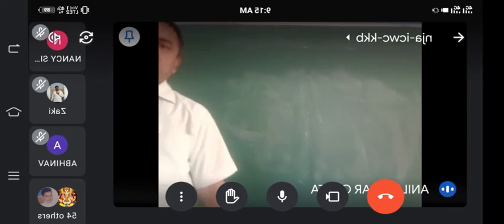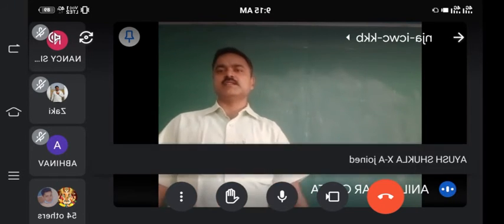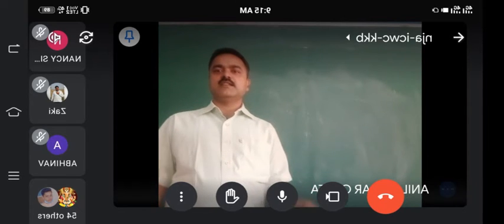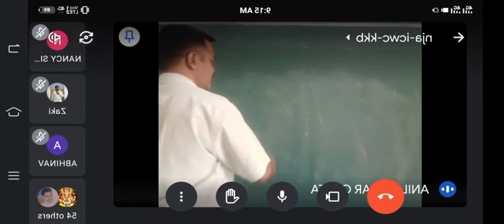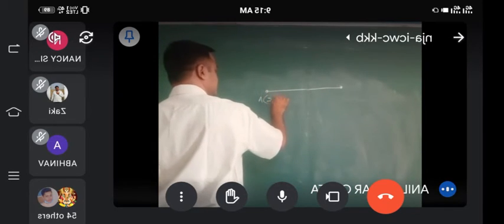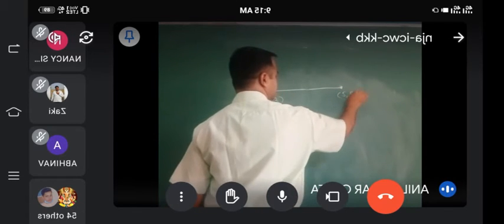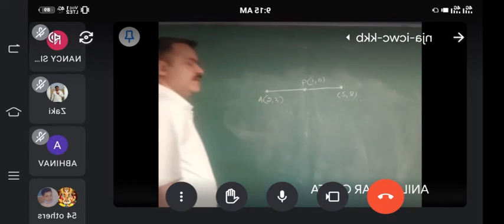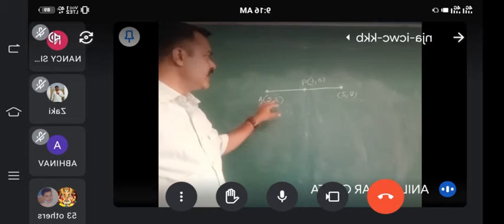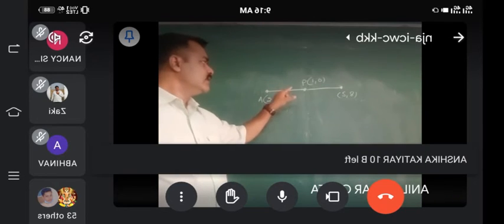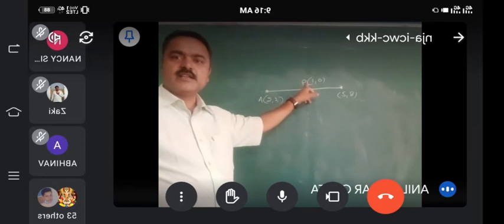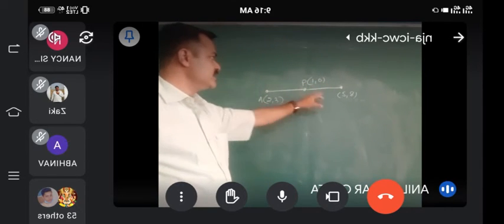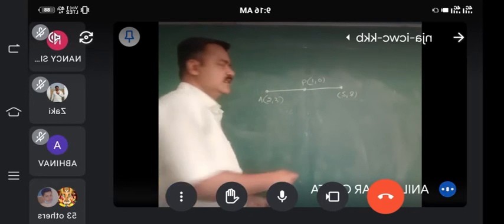Now, what type of question will come in your examination? Suppose the question is given: find the ratio in which the point P (1, 0) divides the line segment joining the points (2, 3) and (5, 8) internally.